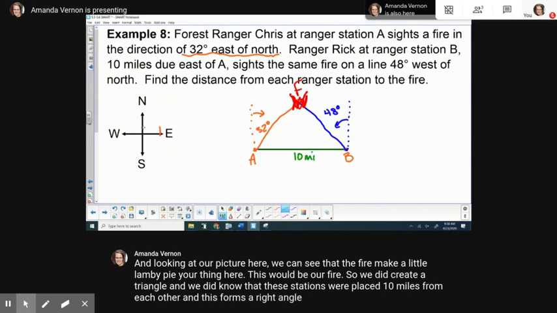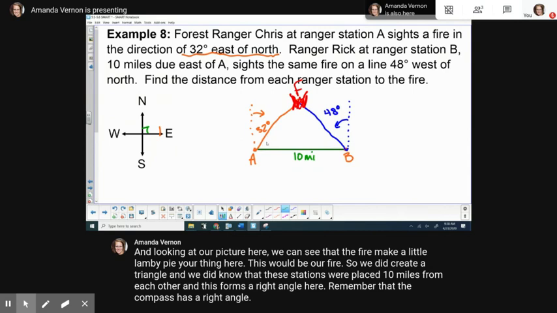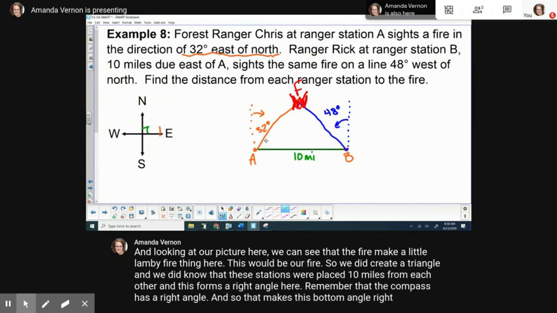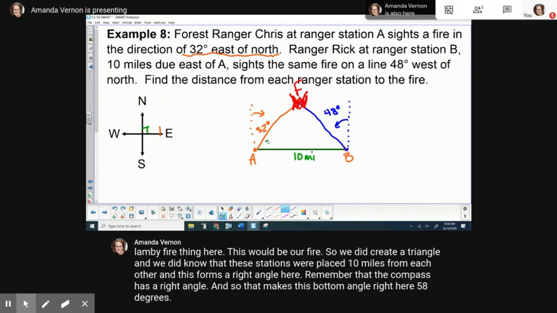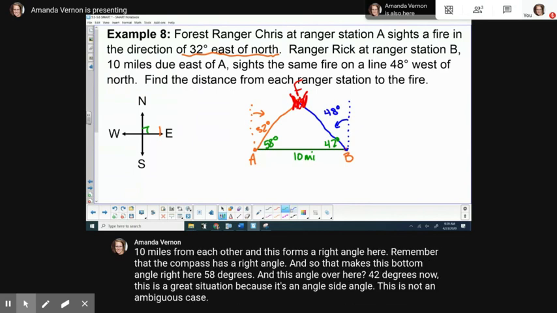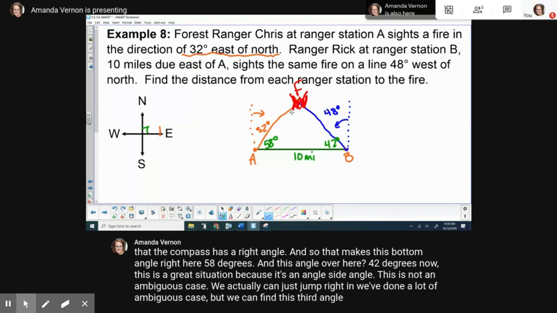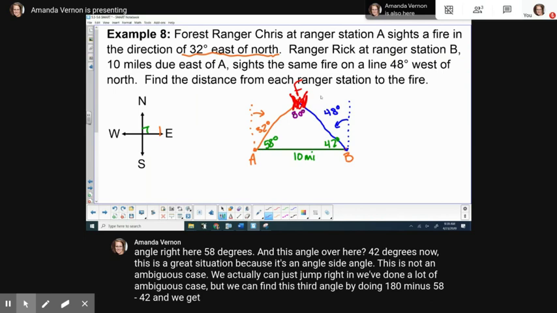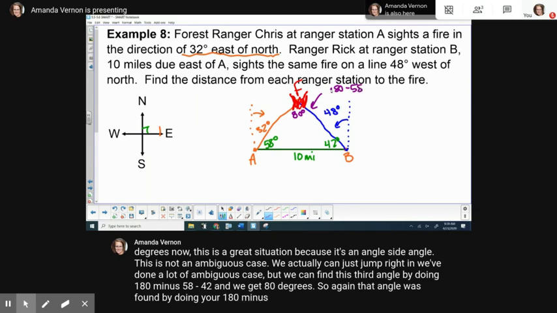Remember that the compass has our right angle situation. So that makes this bottom angle right here 58 degrees. And this angle over here, 42 degrees. Now, this is a great situation because it's an angle side angle. This is not an ambiguous case. We actually can just jump right in. We've done a lot of ambiguous case, but we can find this third angle by doing 180 minus 58 minus 42, and we get 80 degrees. So again, that angle was found by doing your 180 minus 58 minus 42.